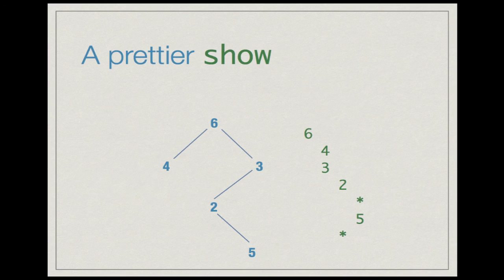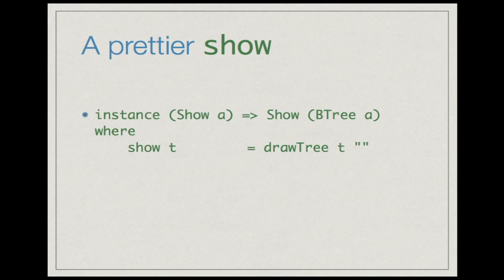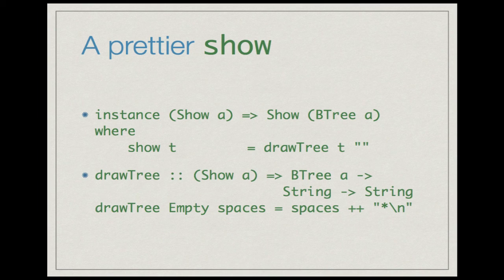Now how do we define this show function? We define it as follows using an instance declaration. Instance Show a => Show (Tree a), where show t, the tree here, is just drawTree t "" (the empty string). drawTree will draw the layout of the tree where the second parameter, which is a string, tells how many spaces to insert before drawing the current subtree.